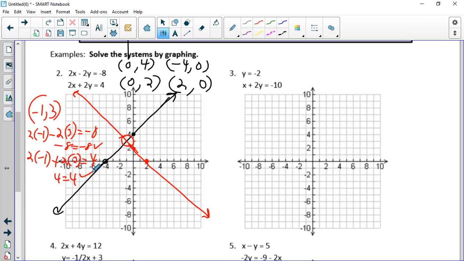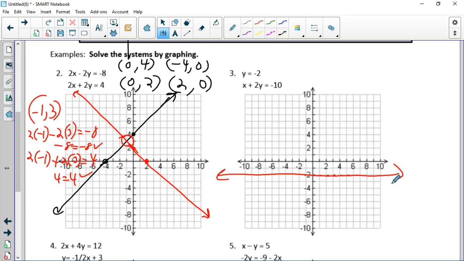Now, even though it looks like it, you do have to check. Okay, y equals negative 2. Y is always negative 2. So that's one of these special lines where y is always negative 2. It's a horizontal line. I'm good to go.